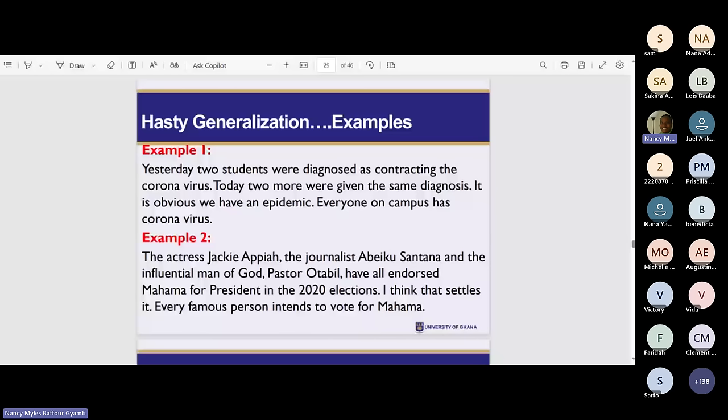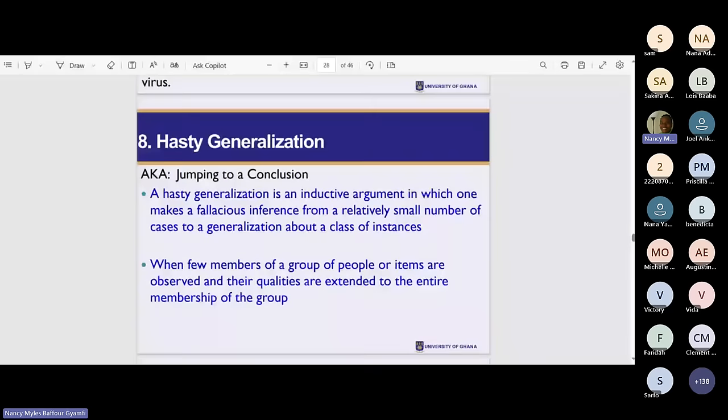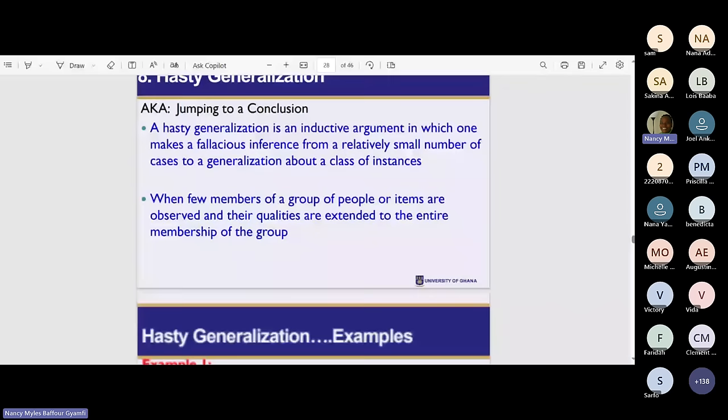They are corona. That's hasty generalization. You are in a hurry to generalize about the whole based on a few instances. So it is insufficient evidence. That's why your friend told you that it is also called jumping to a conclusion. You are jumping to a conclusion because you have one, two, and I remember when we were doing enumerative induction, if the evidence is not sufficient, you commit the fallacy of what? Generalizing in a haste. There are so many examples there.